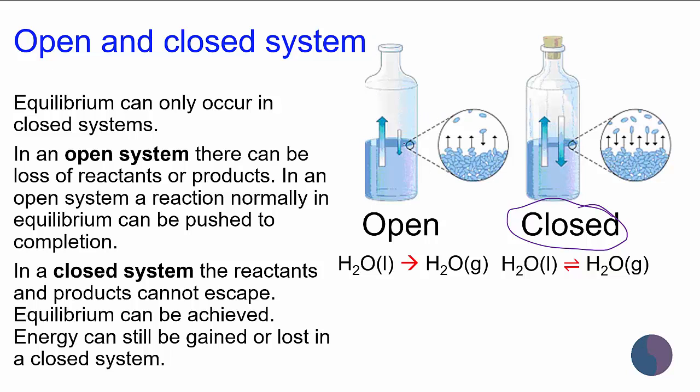But energy can usually get in and out, as it can in this bottle; light can go in and out, for instance, or heat. But if you close the bottle and matter can't get in and out, then that is a closed system. So that's what we need for equilibrium to be established. We can't let matter escape and then the reaction go to completion.